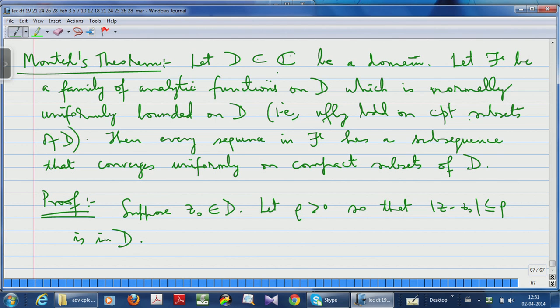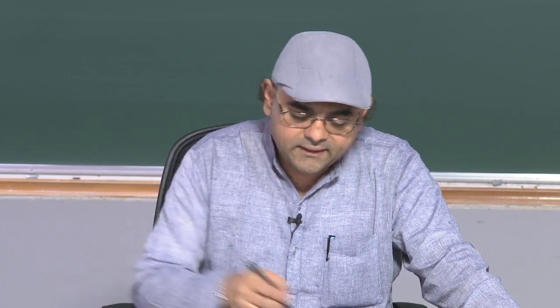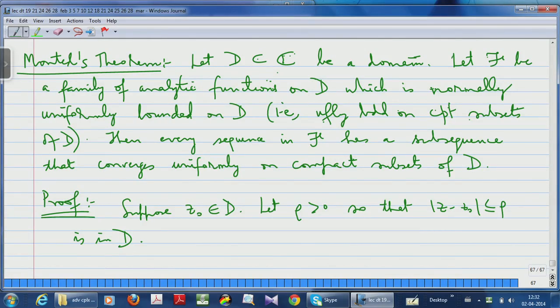Of course, I can always find such a disk, since z0 is a point of D, which is an open set, so it's an interior point. There is always an open disk surrounding z0 that is also in D. Now you take a disk of slightly smaller radius, and that closed disk will also be in D. You can take that as your rho. The reason for taking the boundary also is that then I get a compact set, because it is closed and bounded, and once it's compact, I can apply all the hypotheses I have.